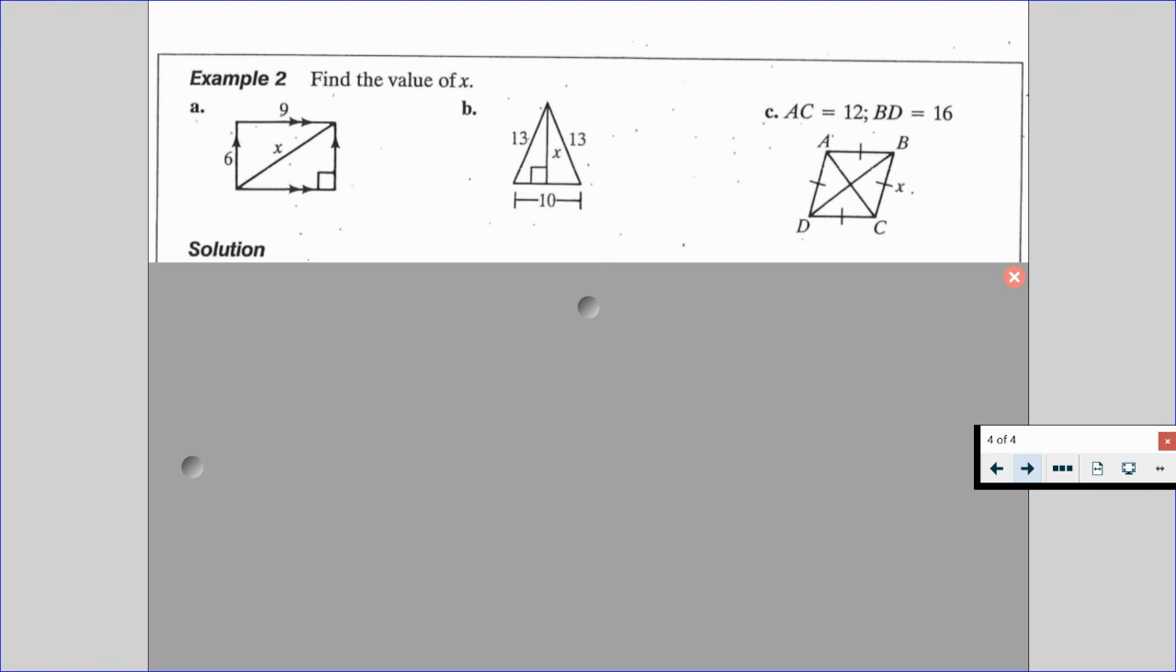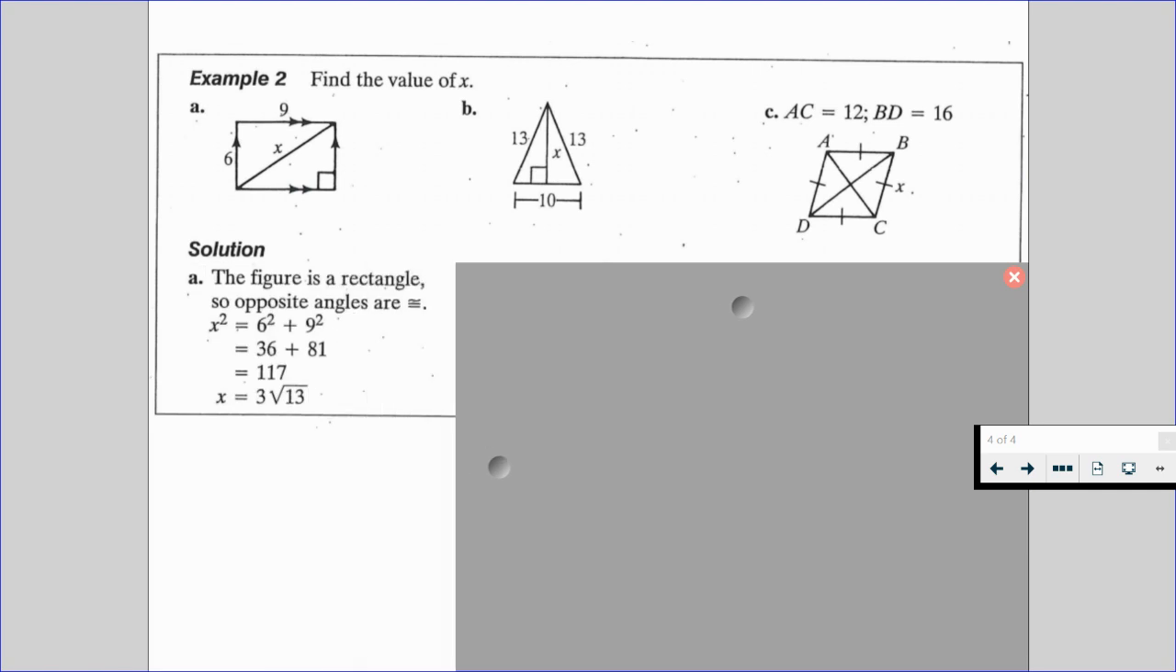So for A, as we start to solve, the figure is a rectangle, so the opposite angles are going to be congruent. So therefore, x squared, the diagonal, is equal to 6 squared plus 9 squared. We simplify that down, we get 117 is equal to x squared. And now we have to take the square root of 117, which simplifies down to 3 root 13.